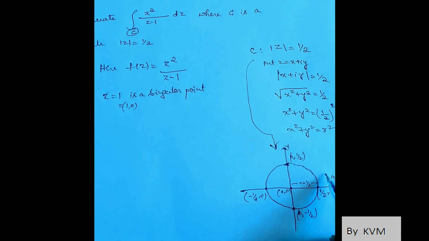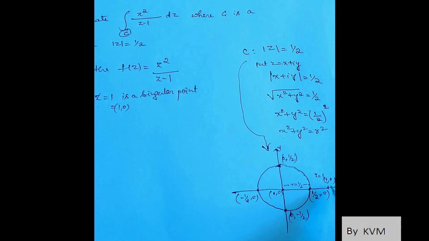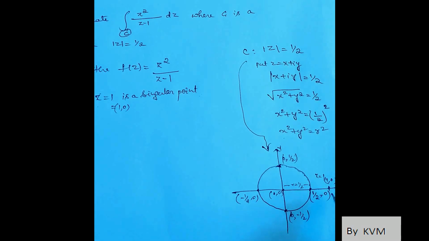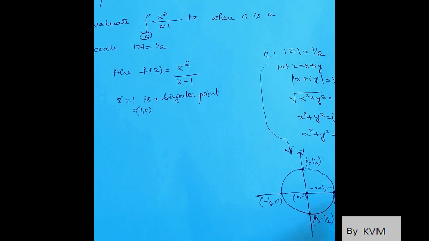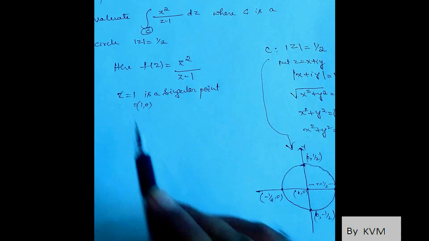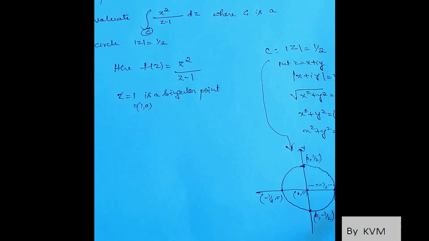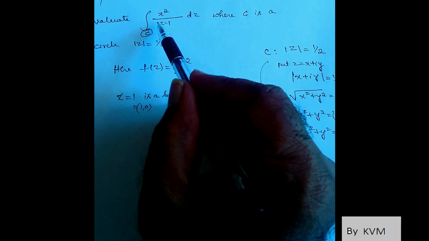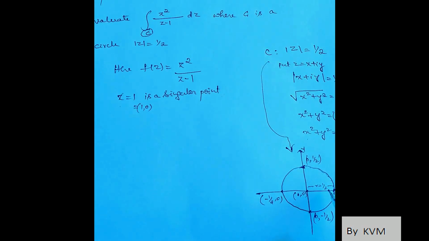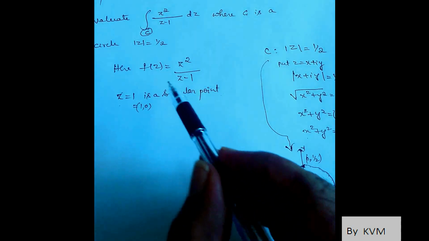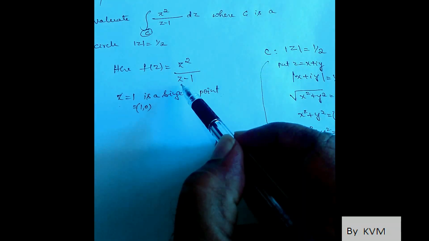So this is z equals 1, or 1 comma 0. The point z equals 1 lies outside the circle. So what it implies, since the singular point lies outside the circle, is that the function f of z is analytic. What is the function given here? That is z square by z minus 1.